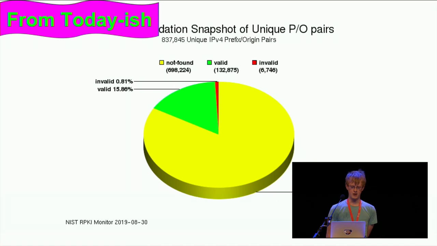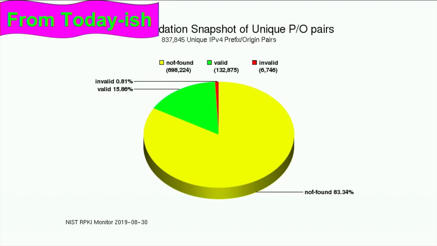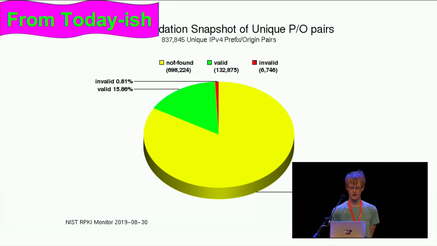So this is what the pie chart looks like today. We've almost doubled the pie chart size. The invalid part has stayed roughly the same, it's only moved by 0.2%. The interesting way to look at it, if no one has ever seen these pie charts before, is that NIST has an RPKI monitor, as it says at the bottom. They have a second view, which I overlooked, but is actually way more useful.